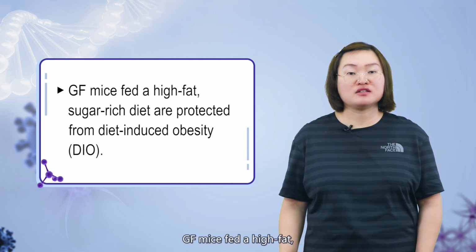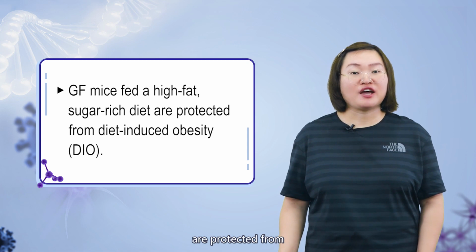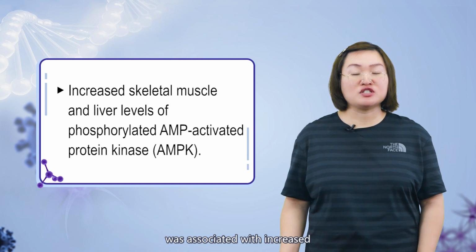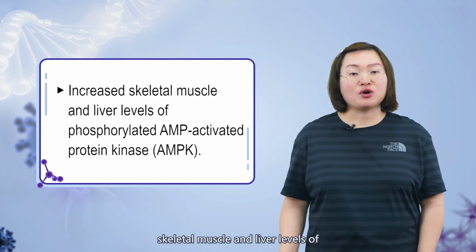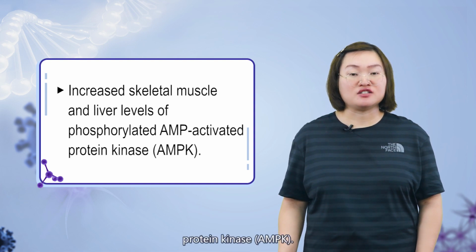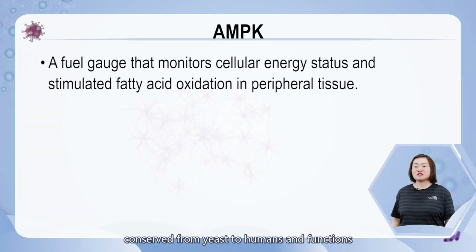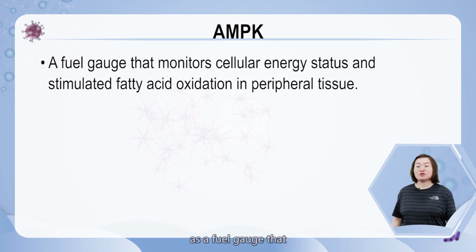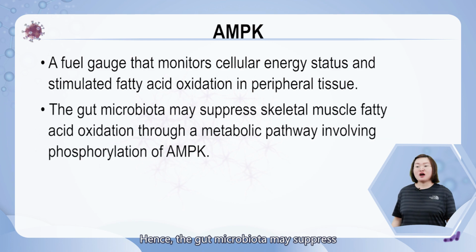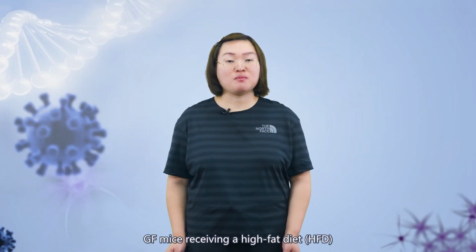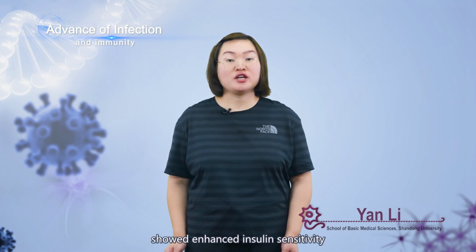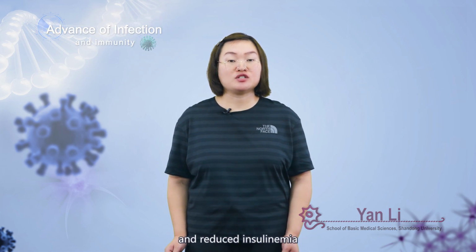Finally, in contrast to conventional mice, GF mice fed a high-fat, sugar-rich diet are protected from diet-induced obesity. This lean phenotype was associated with increased skeletal muscle and liver levels of phosphorylated AMP-activated protein kinase (AMPK). AMPK is an enzyme that is conserved from yeast to humans and functions as a fuel gauge that monitors cellular energy status and stimulates fatty acid oxidation in peripheral tissue. Hence, the gut microbiota may suppress skeletal muscle fatty acid oxidation through a metabolic pathway involving phosphorylation of AMPK. It was further observed that GF mice receiving a high-fat diet showed enhanced insulin sensitivity with improved glucose tolerance and reduced insulinemia in comparison to conventional mice.